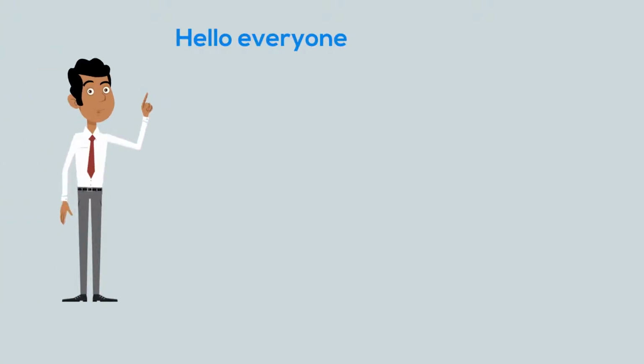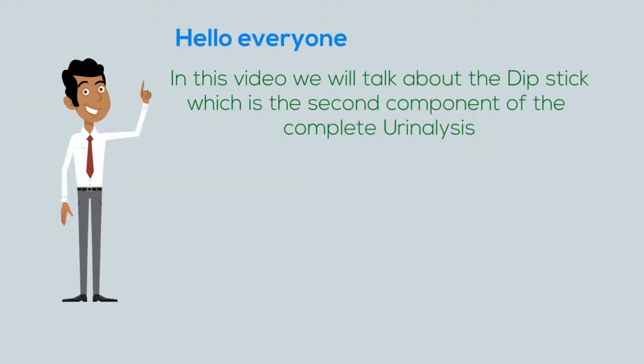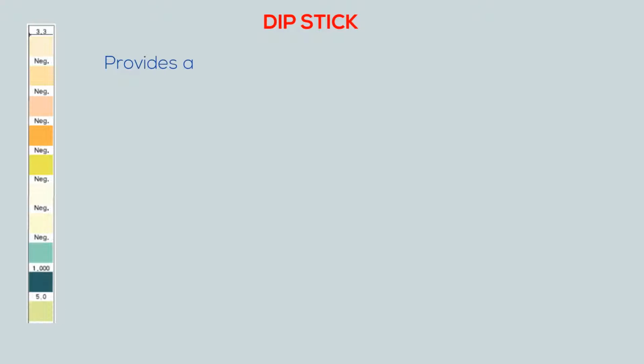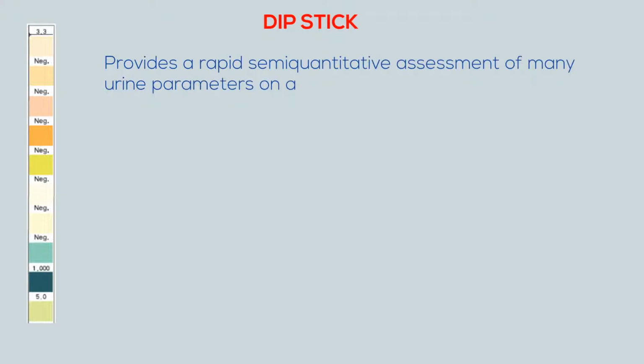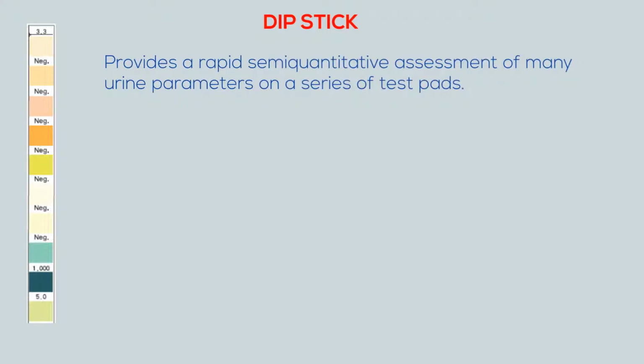Hello everyone. In this video we'll talk about the dipstick, which is the second component of the complete urine analysis. The dipstick provides a rapid semi-quantitative assessment of many urine parameters on a series of test pads. We will talk about them in detail.